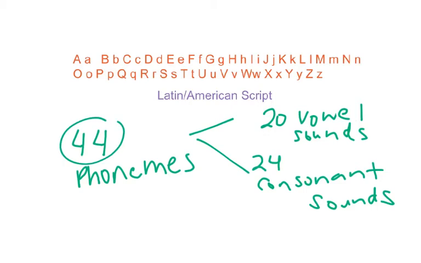So we have 44 total. 20 plus 24 is 44 phoneme sounds. So essentially, we will be discussing the 20 vowel sounds and the 24 consonant sounds. In this video, I will not be discussing 8 vowel sounds because those are diphthongs, and those sounds we will be discussing in another video specifically for diphthongs.